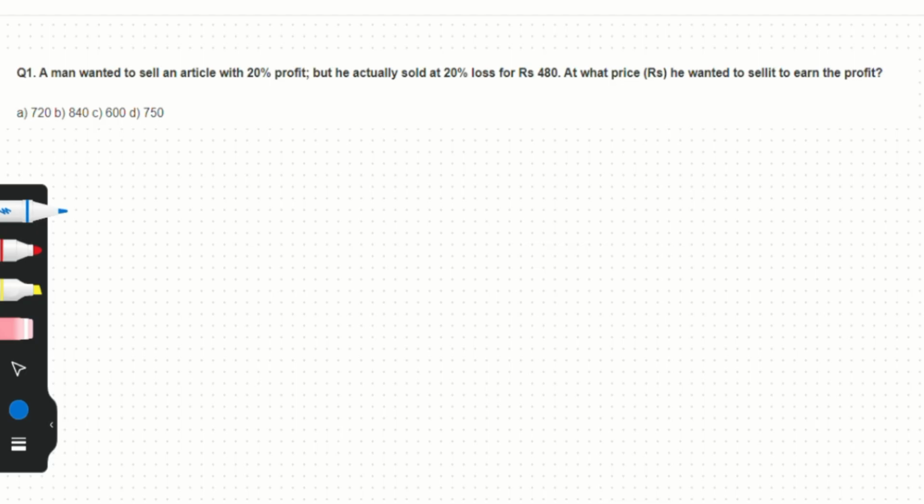Look at this question from profit and loss. The question is: a man wanted to sell an article with 20% profit, but he actually sold at 20% loss for rupees 480. At what price he wanted to sell it to earn the profit? How much profit he wanted to earn? 20% profit. Okay.